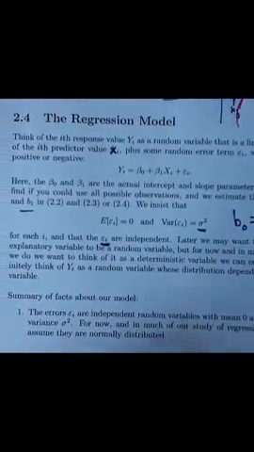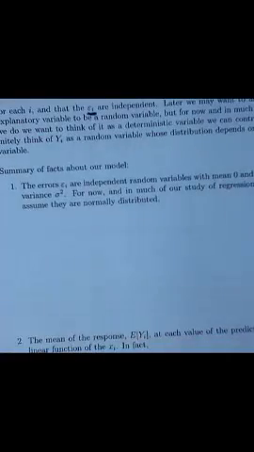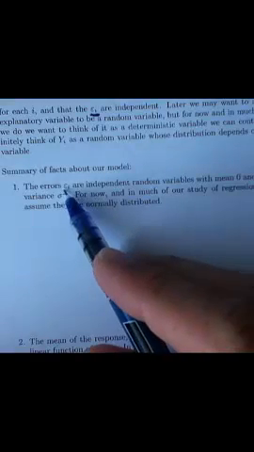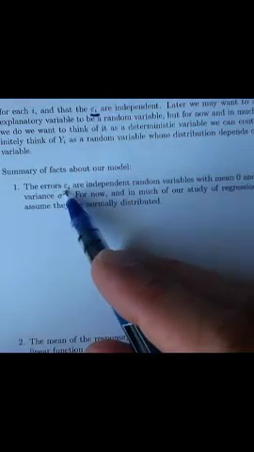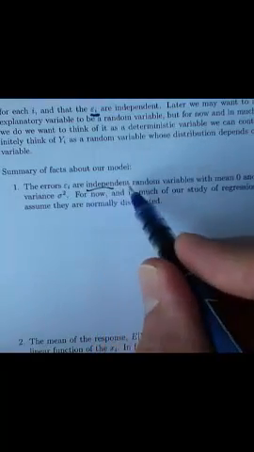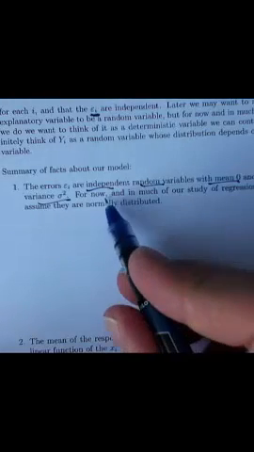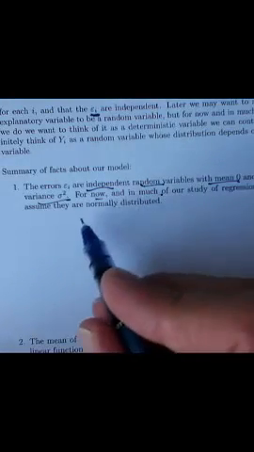Okay, so here's a summary of the facts about our model. We want to think of these error terms, these random errors, the epsilon i's, as independent random variables with mean zero and common variance sigma squared. And for now, and in much of our study of regression, we'll also assume that they're normally distributed. Hence the reason why I drew those curves like that.